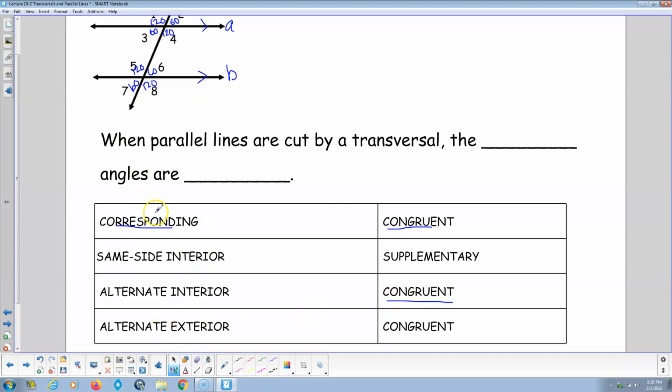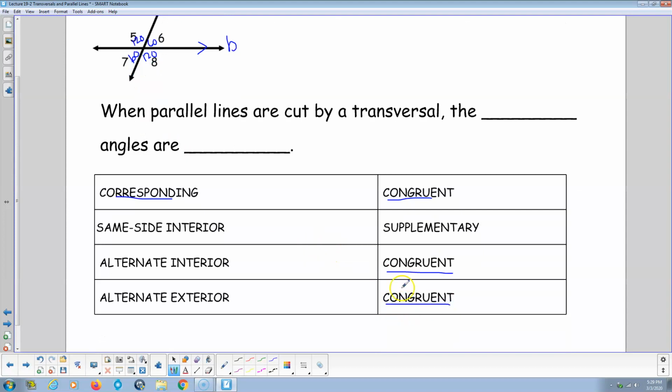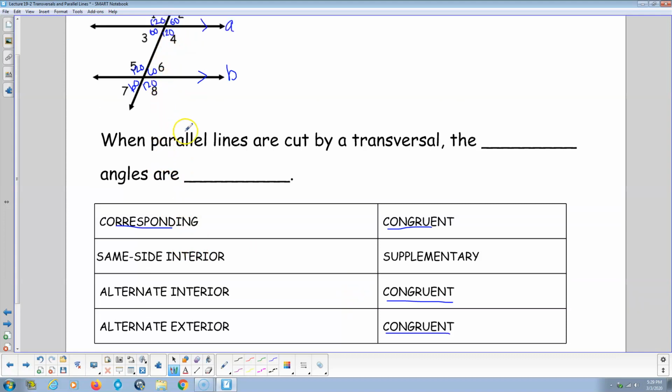And then alternate exterior angles. Oh, 7 and 2. Notice they're both 60 degrees. 1 and 8, they're both 120 degrees. So alternate exterior angles are congruent. So for all these named angle relationships between the two angle groups, 3 out of the 4 are congruency.